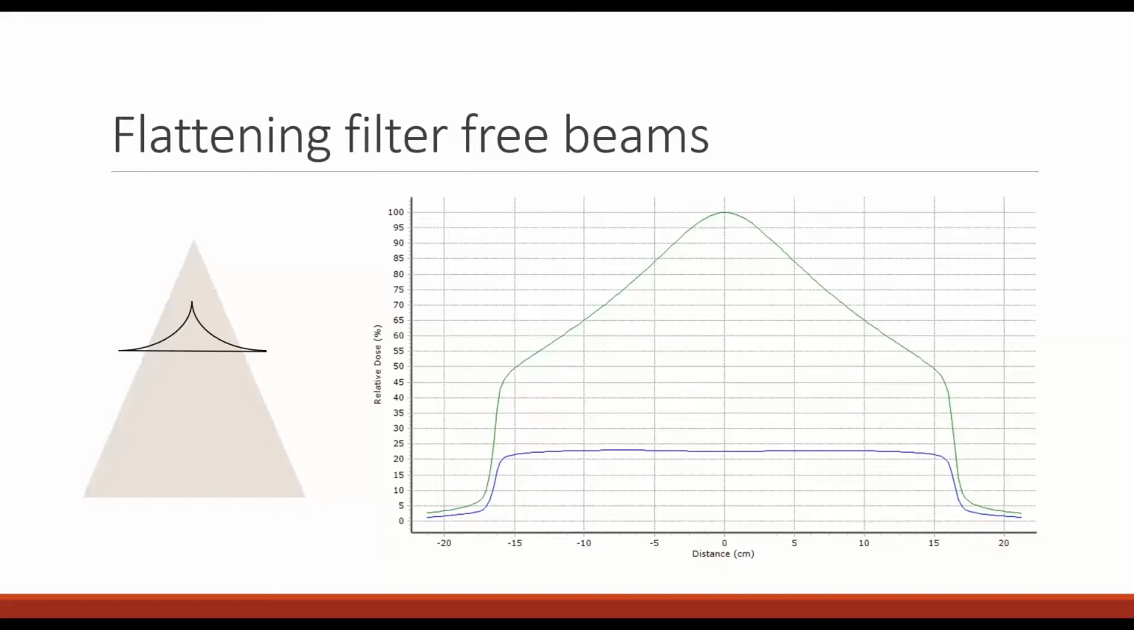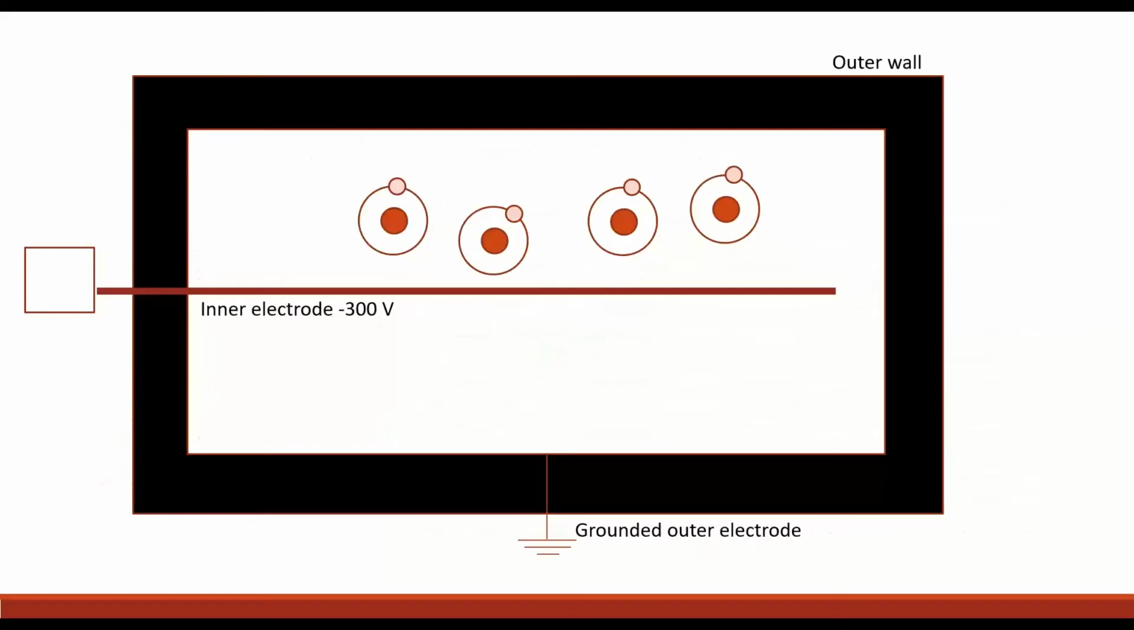IMRT delivery uses many small fields rather than a few large fields, and this modulation requires many more MU to deliver the desired dose. So flatness is not as important in these small fields, and we can also now account for it with modern treatment planning software. And the higher dose rate from the flattening filter free beam can significantly improve the overall treatment time. However, this higher dose rate can affect the measurements of ion chambers we're used to using for beam dosimetry through an effect called ion recombination.